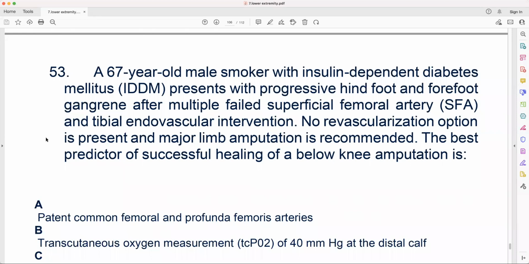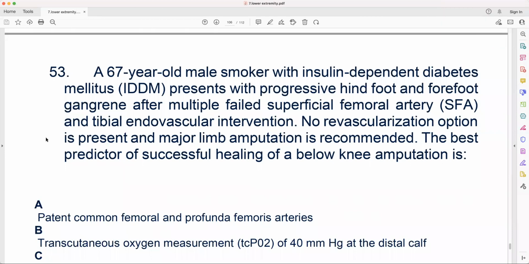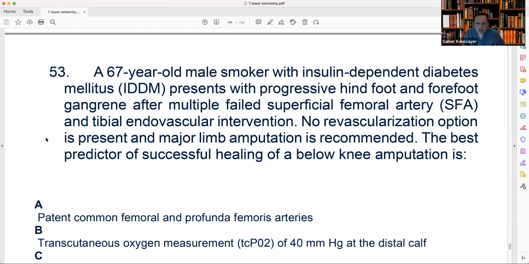So you see, that is why the orthopedic surgeons keep calling us for this reason. You should know the best way to predict whether a below-knee amputation is going to heal or not. When you think about it retrospectively, what makes a below-knee wound dehisce or not heal? What is usually the main problem?